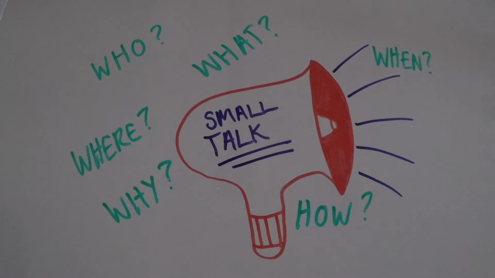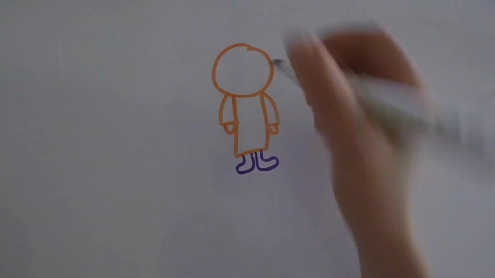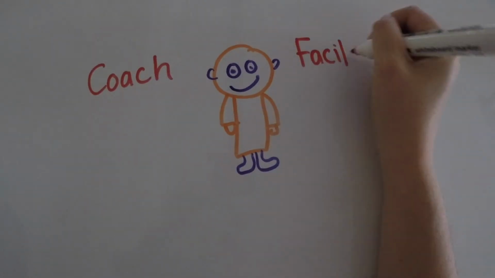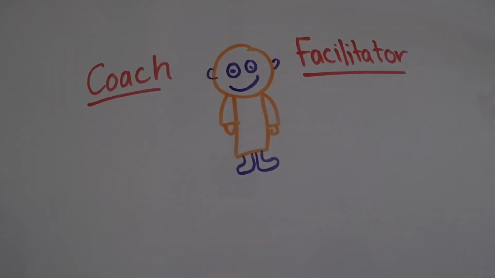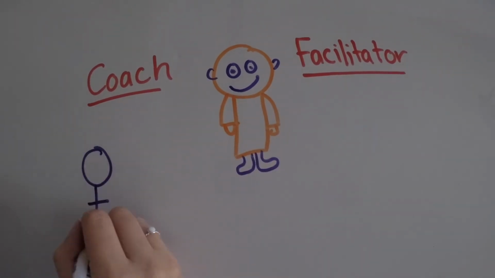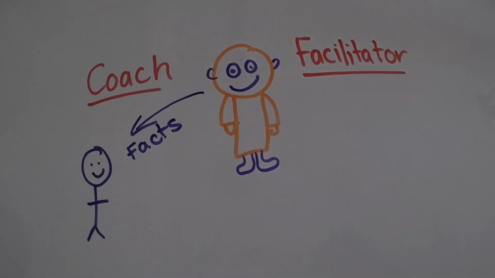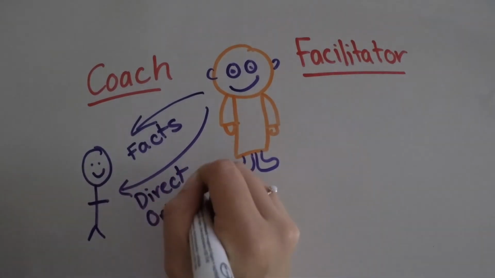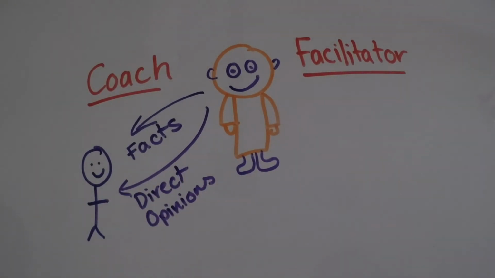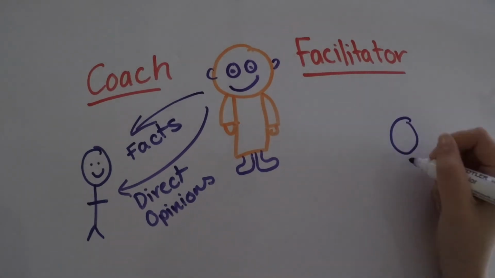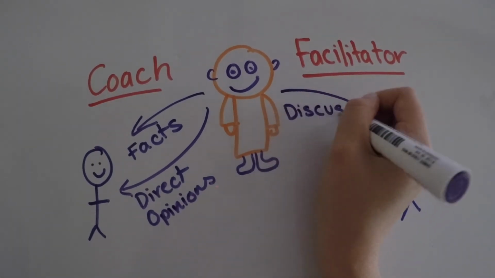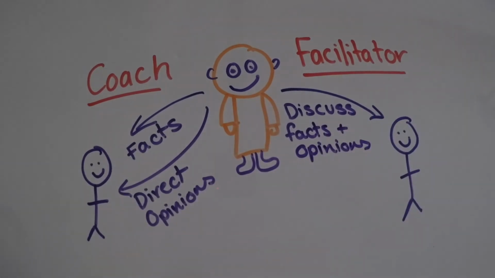As a mentor, you will be both a coach and a facilitator. Coaching is when you direct an individual to come to a conclusion. As a mentor, you coach mentees when you instruct and provide the answers, direct opinions, or facts. Facilitating is guiding someone to make their own conclusion. Facilitation involves dealing with a process. So as a mentor, you also facilitate discussions.